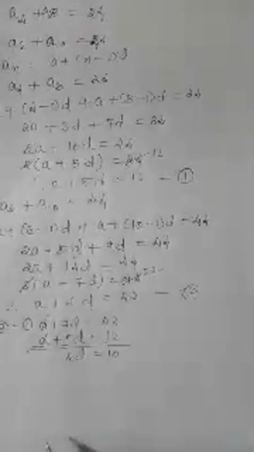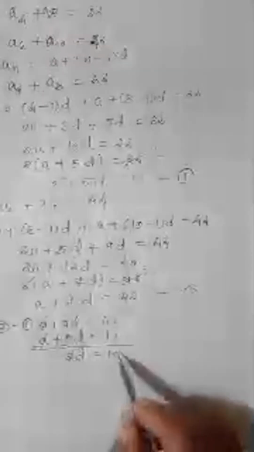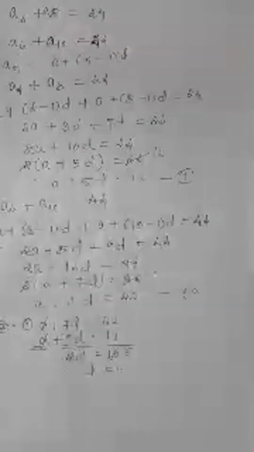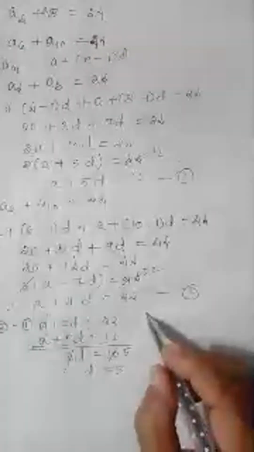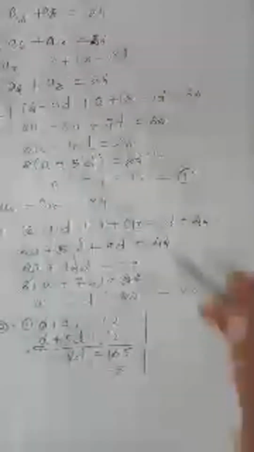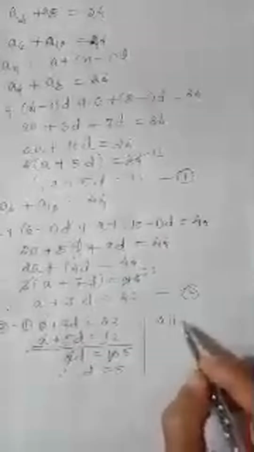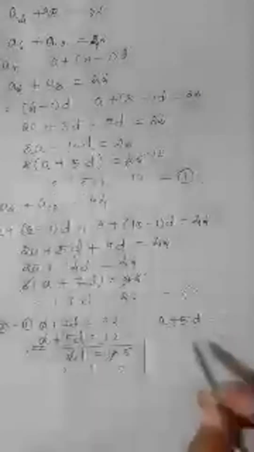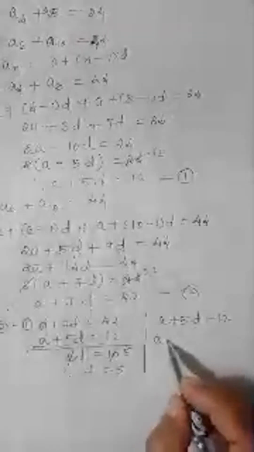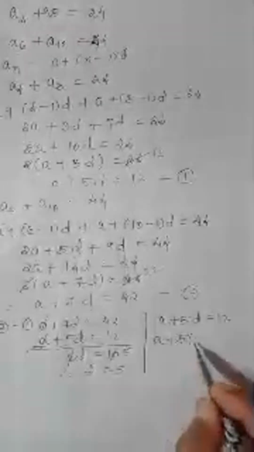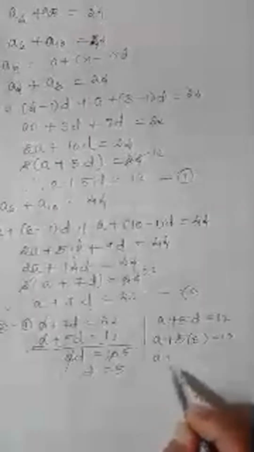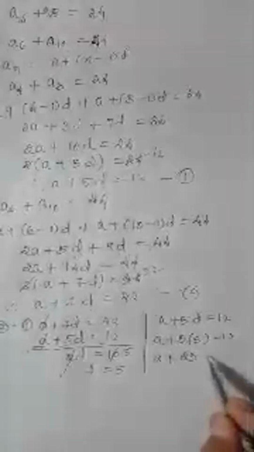Here you may reduce, 2 ones are 2, 2 fives are 10. Therefore, what are you getting? d is equal to 5. If d is 5, you may find a using either of equations 1 and 2. It's better to use a plus 5d is equal to 12. In place of d, put 5. Then a plus 5 into 5 is equal to 12. Here a plus 5 fives are 25 is equal to 12.